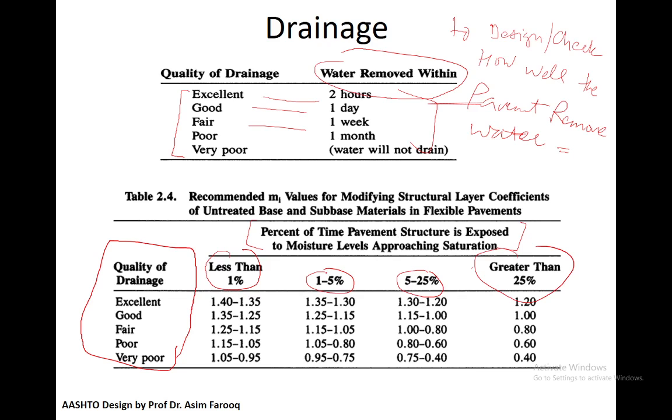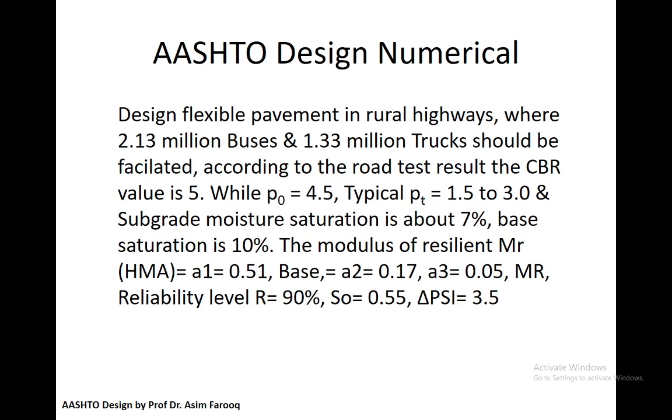The purpose of that quality chart is to see, if it's 1%, how much effect it could have on our supportive layer. If it's up to 5%, if it's up to 25%, and then if it reaches 25%. This is basically the drainage factor, which we determine from the drainage chart, in inches per day within the time.